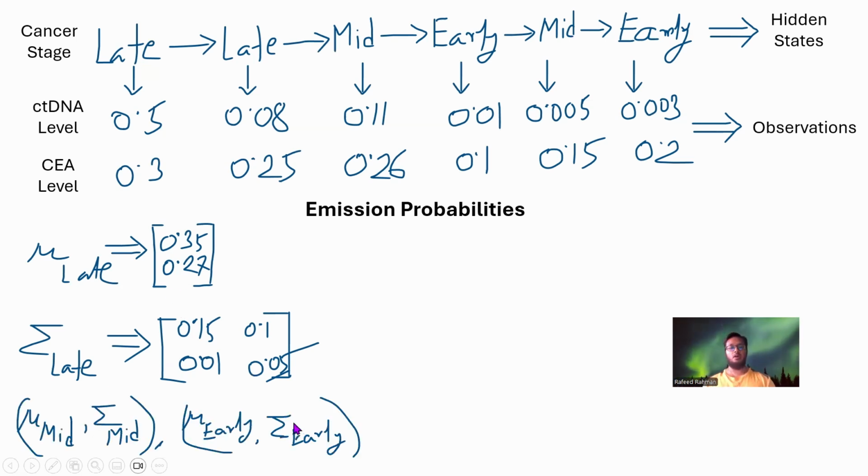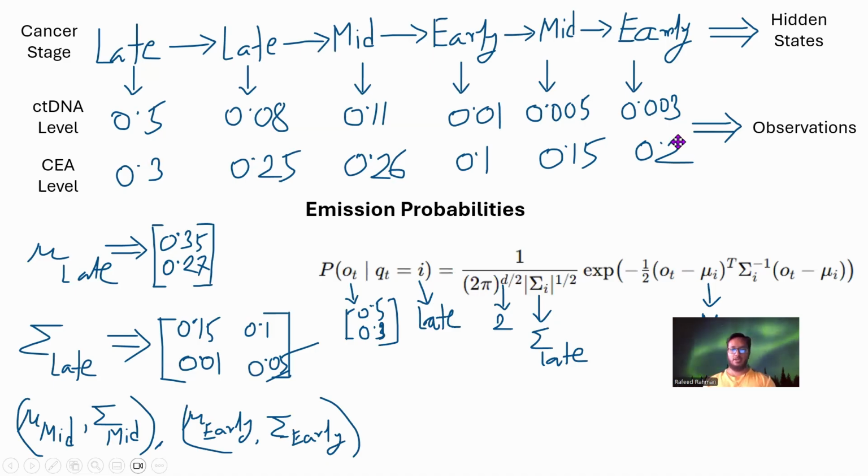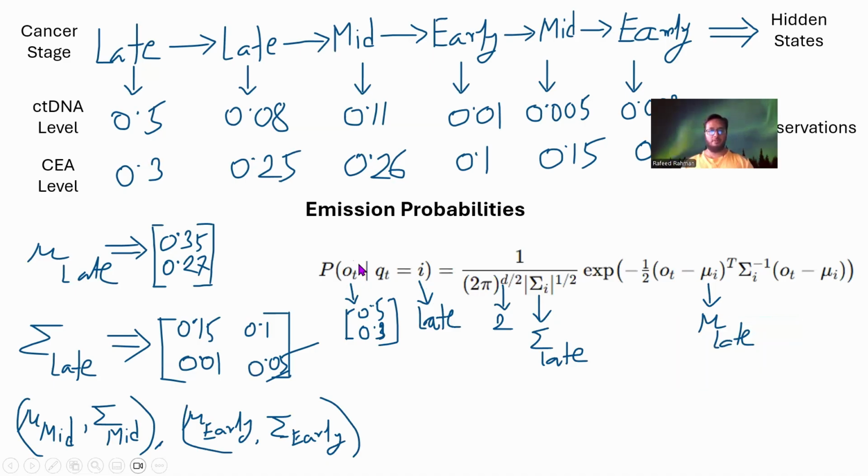And we are done. Now, the main question is, how do we calculate the probability of some observation given a particular state? Because here we have two observations. So this formula is actually the same as the Gaussian formula that I showed you before, but the previous formula was only for one variable, and this formula is generalized. You can use any number of variables in this formula.